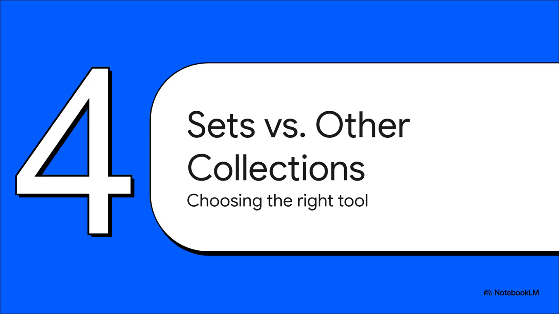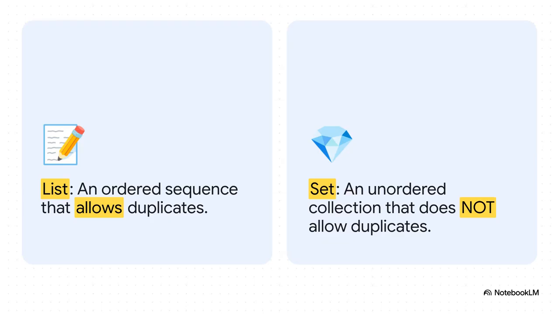Okay, so Python gives us lists, tuples, and dictionaries. So with all those choices, how do you know when a set is actually the right tool for the job? Let's do a quick comparison. The biggest, most important difference to remember is this one. You should use a list when the order of your items is important and when you need to have duplicates. You use a set when all you care about is uniqueness and nothing else.